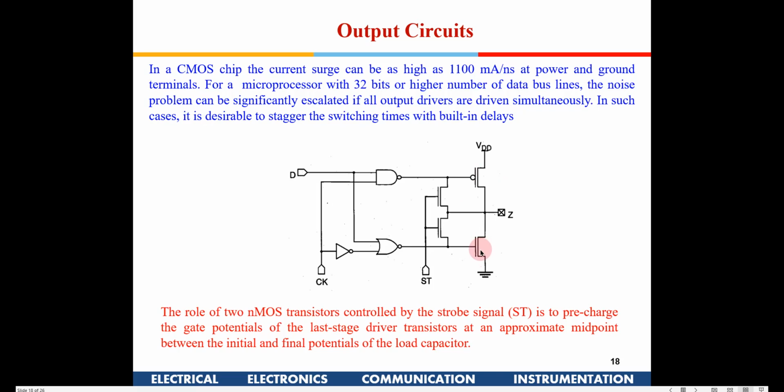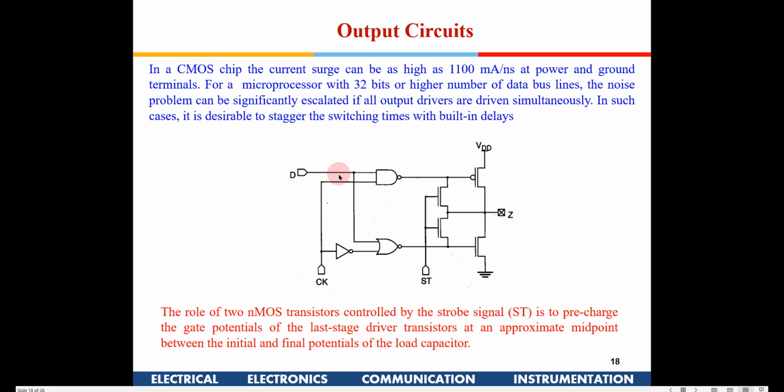This PMOS and NMOS to operate. But before applying CK, whenever we want to transmit a signal, we will switch on ST. Okay, ST is a strobe signal. What it does is, if you see here, VDD will be available here, and 0 will be available here normally.